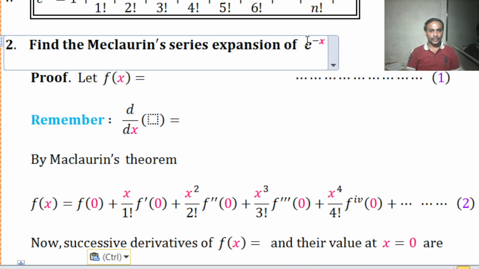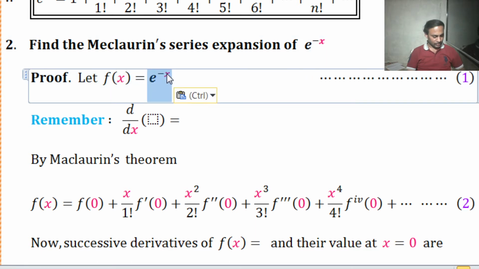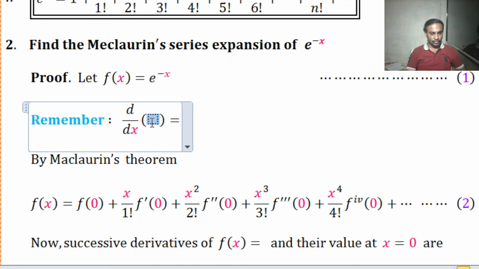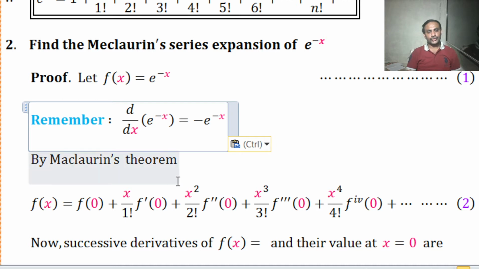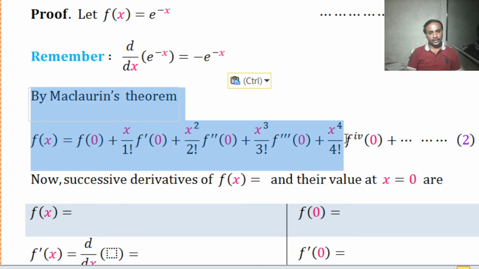In that we have to write the given function as f of x. So here f of x is e raised to minus x. Now we know that the derivative of e raised to minus x is minus of e raised to minus x. Now using this derivative we can find the Maclaurin series of the given function e raised to minus x, but by Maclaurin's theorem we can write f of x in this fashion.